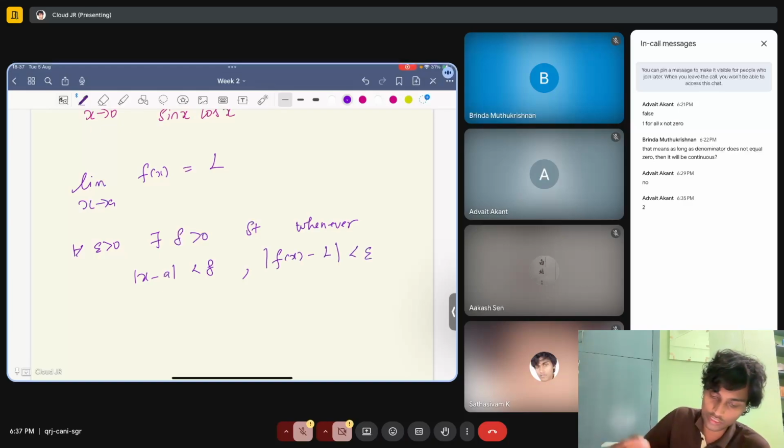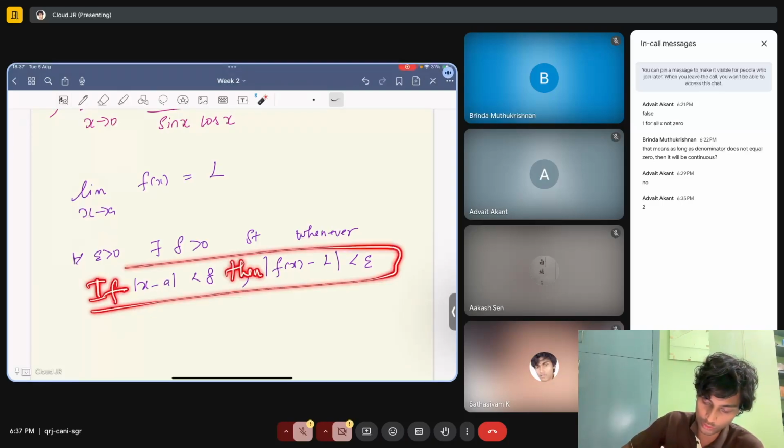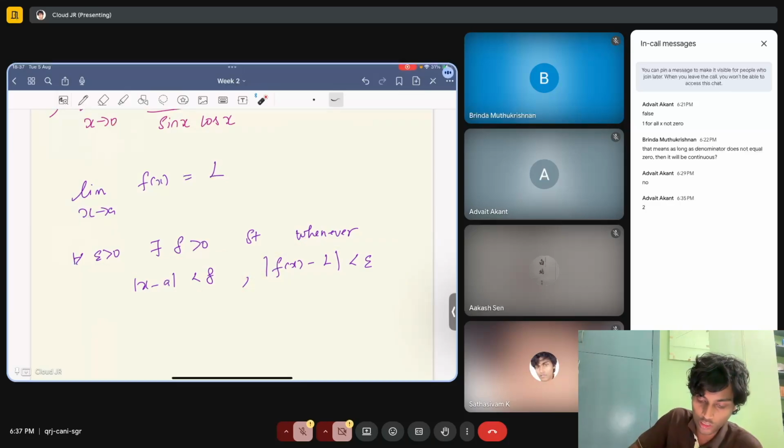Less than epsilon. Okay, so this is the definition. If for all epsilon you can find a delta such that whenever this happens, so this is basically an implication statement, right? If this, then this. You have to prove this statement is true. Then you are claiming the limit exists. So okay, that is the idea.